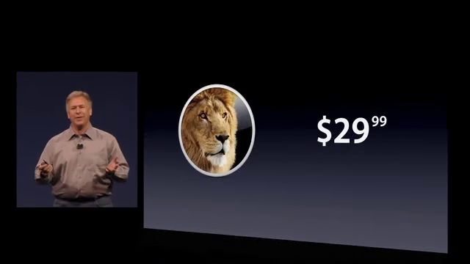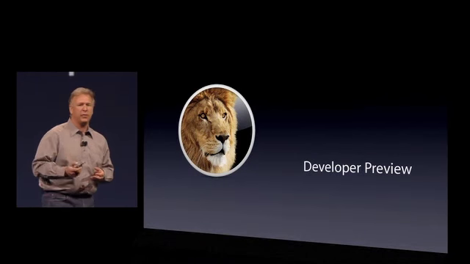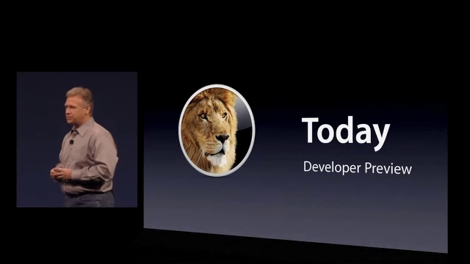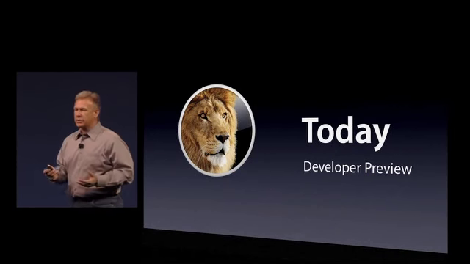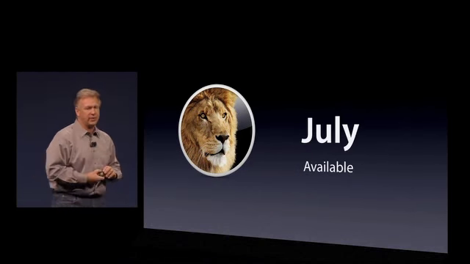So when do you all get your hands on it here at the conference? We're going to have a developer preview, the latest developer preview available today for you to download and take advantage of everything you've seen up here. And for customers, when will it be available? In July. So very, very soon, coming in July. So that is Lion. That's the first of four new products we wanted to tell you about today.